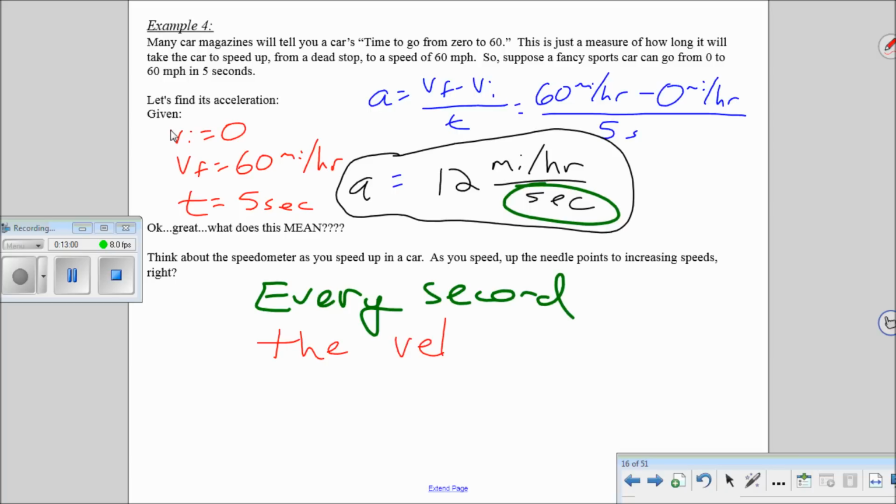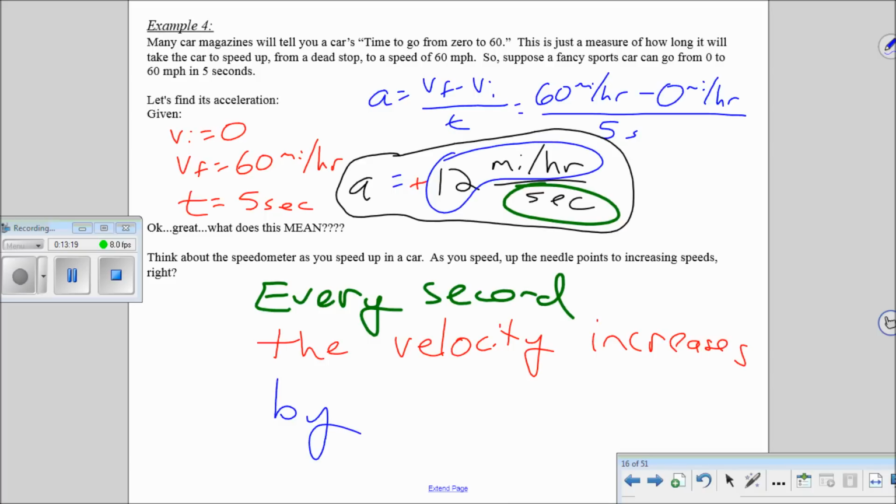So every second, what's the velocity doing? In this case, the velocity increases. I know that because this acceleration is positive. In a minute, we'll do an example where the acceleration is negative. So every second, the velocity increases by how much? By 12 miles per hour. Every second, the velocity increases by 12 miles per hour. That's what this means.